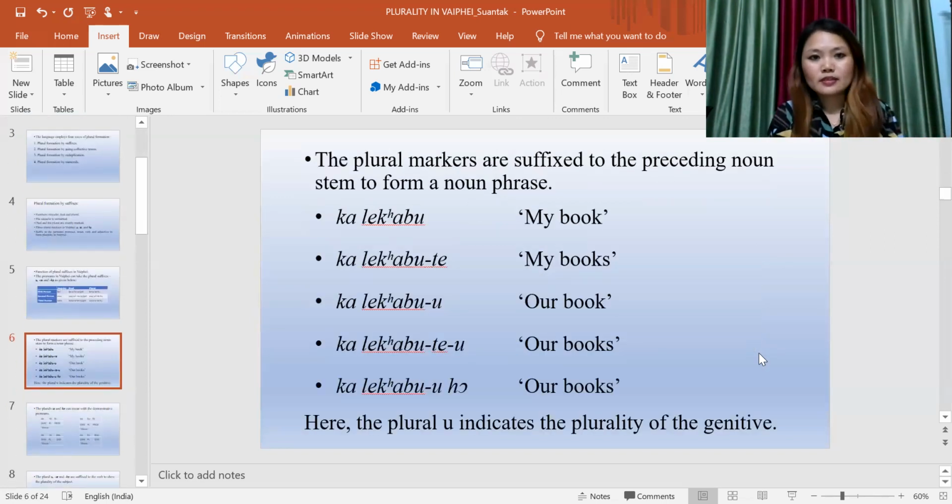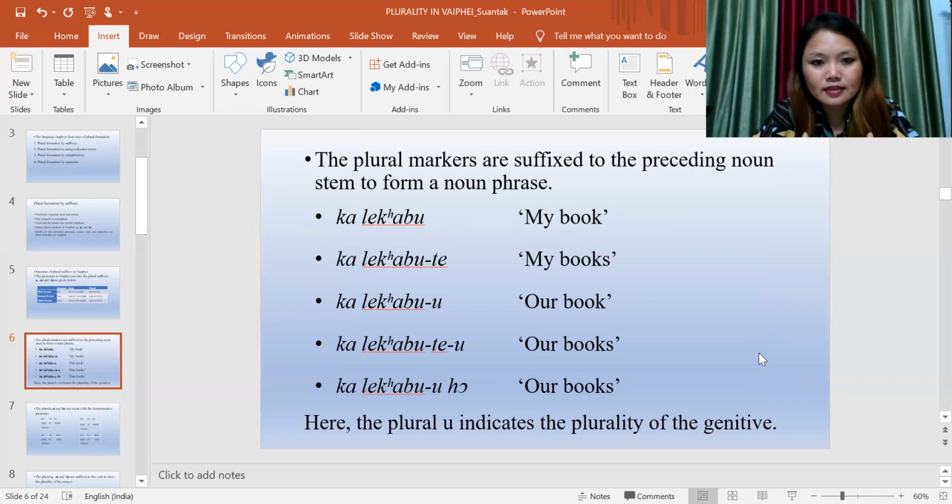Here in these slides, we can see that the plural markers are suffixed to the preceding noun stem to form a noun phrase. So here in this Vaiphei example, kalekhabu, ka is first person, lekhabu is book. Kalekhabu means my book. And the next example, kalekhabute, that means my books. So here the plural te is suffixed to the preceding noun lekhabu. Kalekhabute means my books.